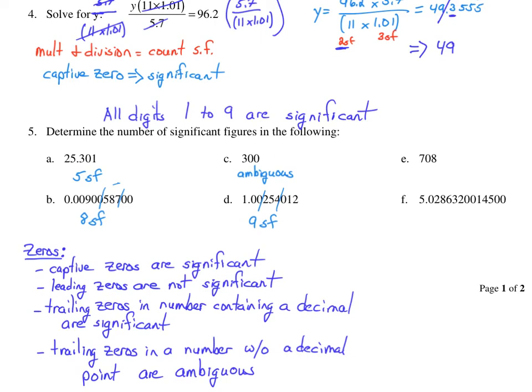708 is another example of a number with captive zeros. Captive zeros count as significant. So this number has 3 Sig Figs. In F, again we have trailing zeros. However, this number contains a decimal point. So the trailing zeros count as significant, and all of these captive zeros count as significant. So when we count them, we have 3, 6, 9, 12, 14 Sig Figs. Now in chemistry, we almost never come up with numbers containing 14 Sig Figs, but we can handle it.